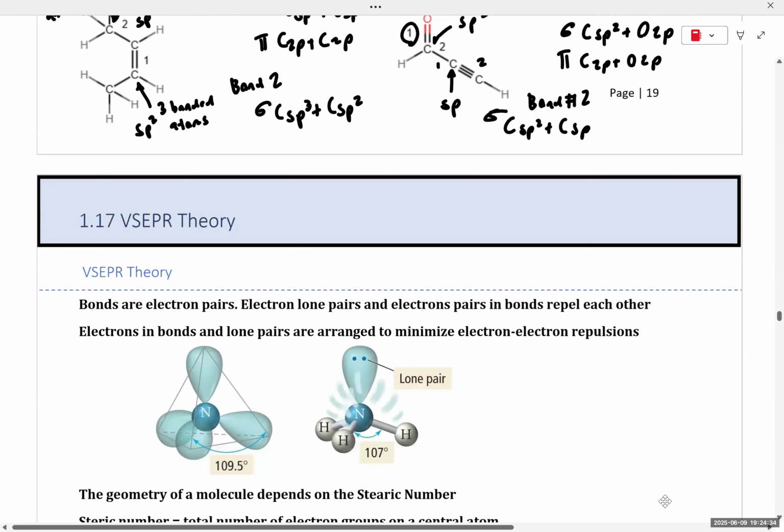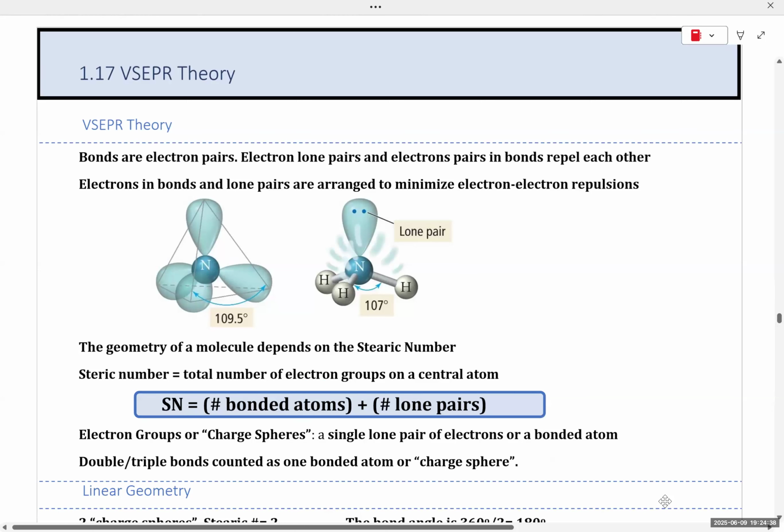Okay, we're now going to talk about VSEPR theory. VSEPR theory focuses on understanding molecular shape and geometry. So what is VSEPR theory? VSEPR theory relies on this idea that bonds are electron pairs, and electron lone pairs and electron pairs in bonds repel each other. As such, electrons in bonds and lone pairs are arranged to minimize electron-electron repulsions.